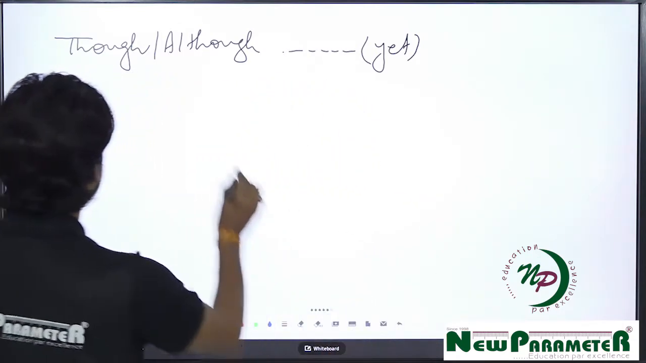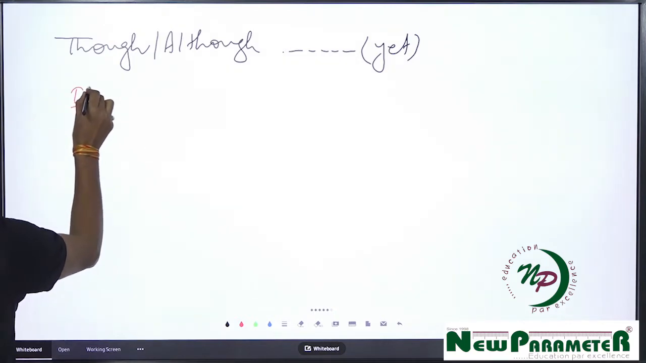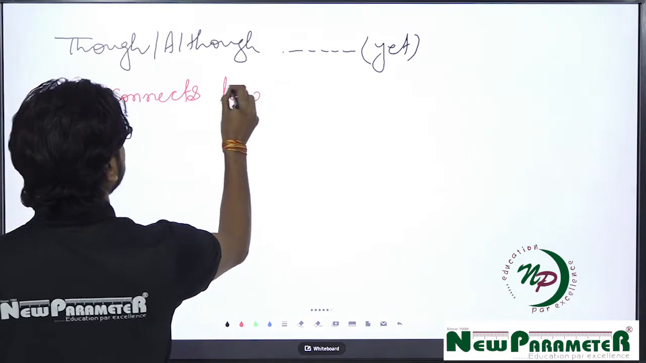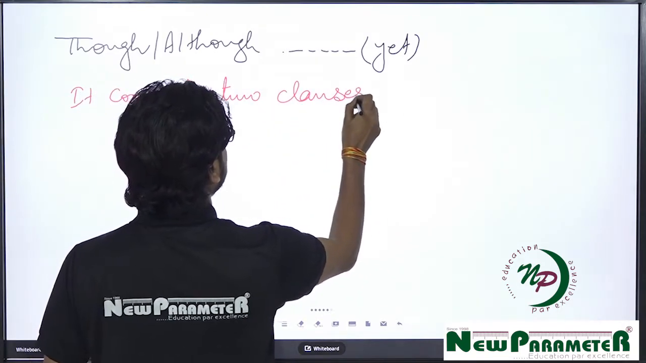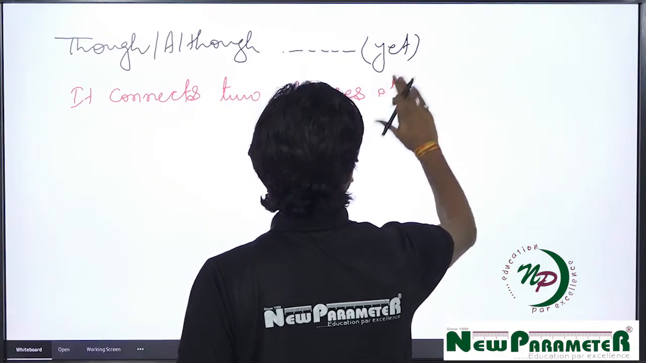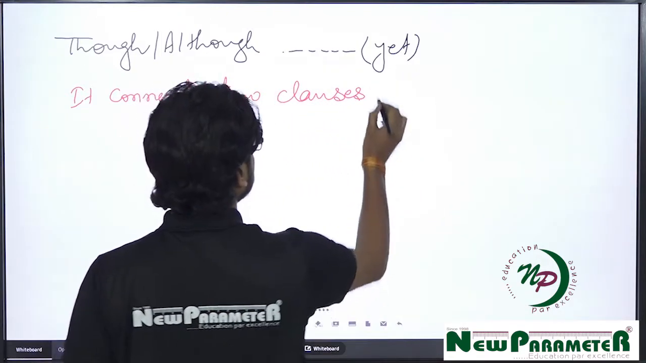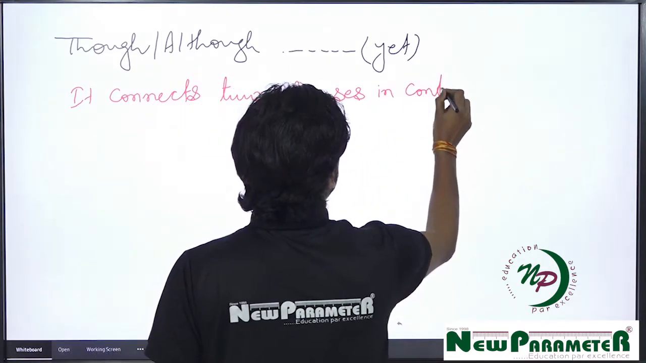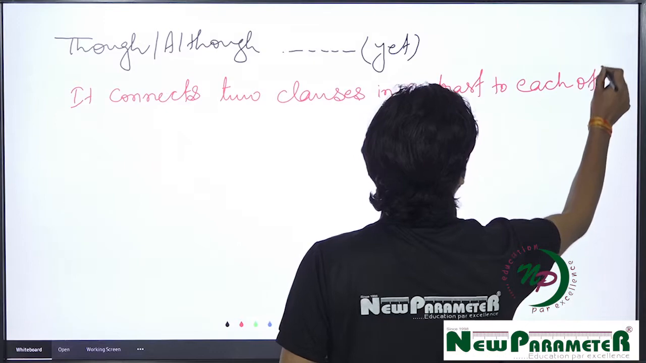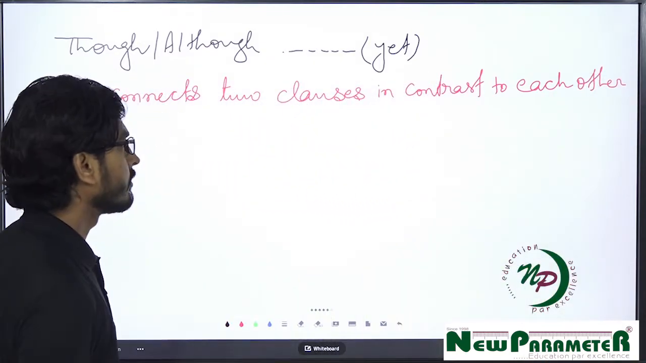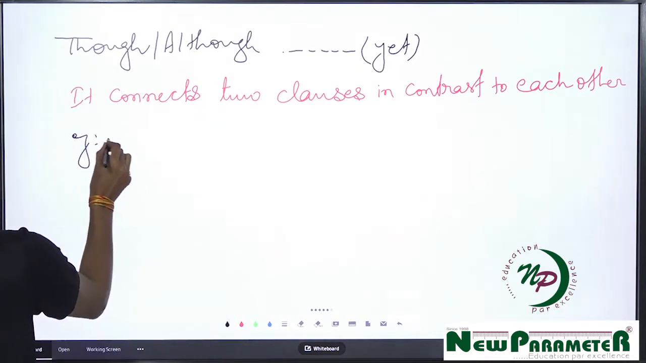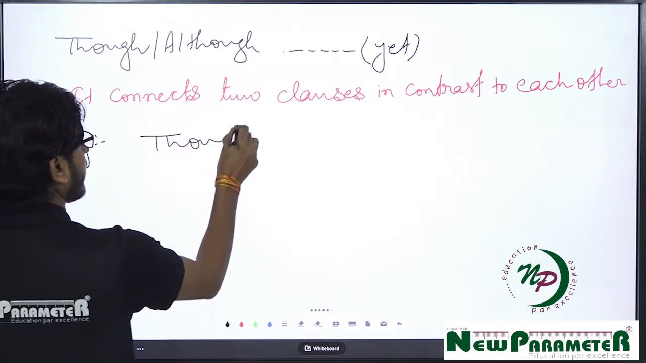Say for example, I am writing here, it connects two clauses in contrast to each other. And contrast means, you know very well, just opposite. For an example, though, or you can also write although.